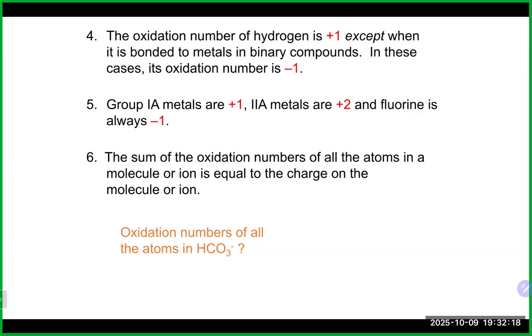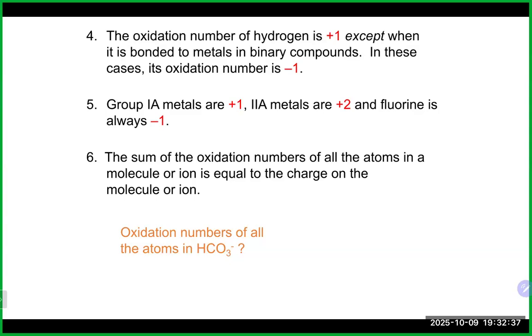Everybody in group 1 is going to be +1. Everybody in group 2 is going to be +2. Fluorine is going to be -1. When you add up all the oxidation numbers together, it has to equal the charge on the compound. If it's neutral, it needs to add up to 0. If it has like a -1 overall charge, it needs to add up to -1.